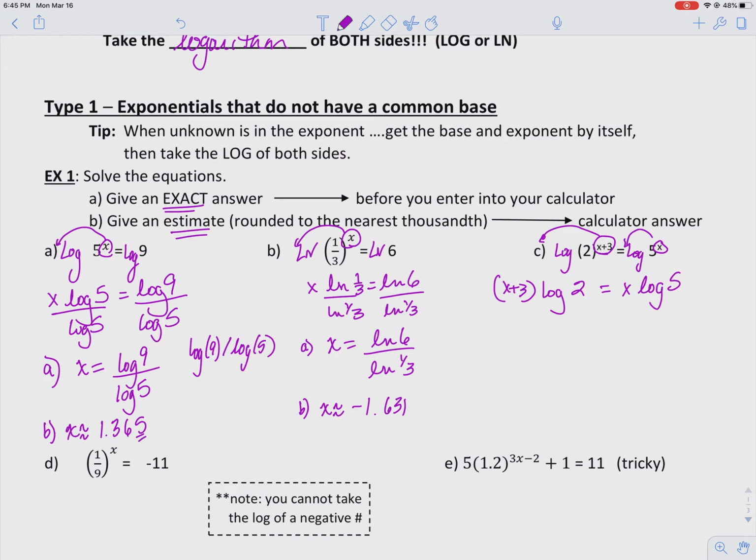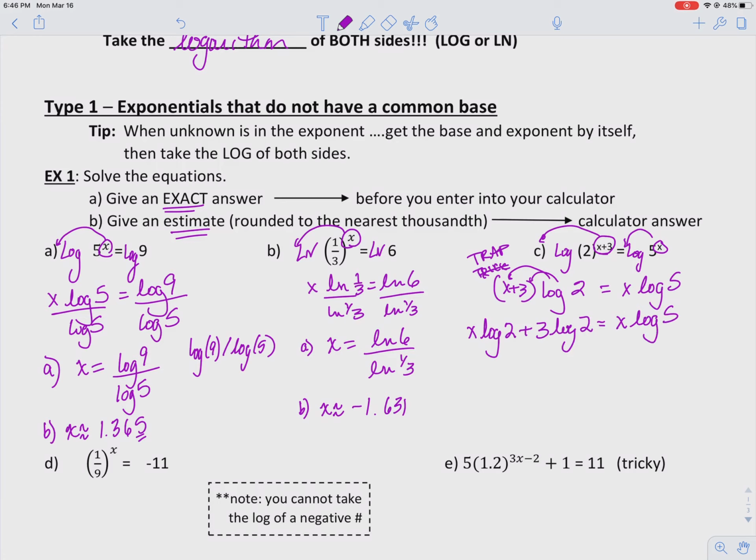Okay, so now here's a little trick. Or I should say a trap. We need to make sure that we distribute that to both of them. So I'm going to get x log of 2 plus 3 times the log of 2. And that equals x times the log of 5.